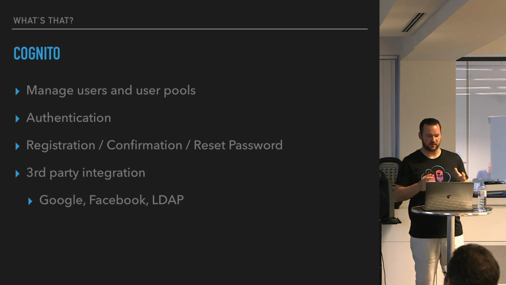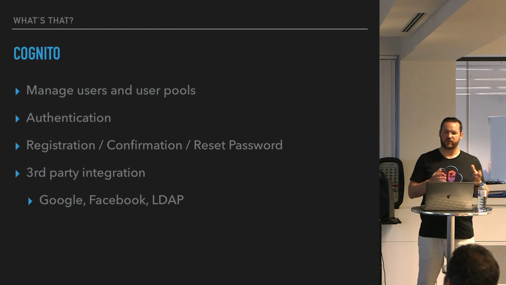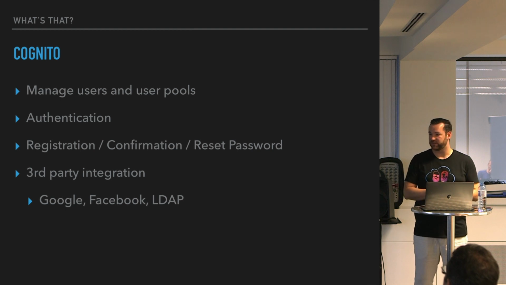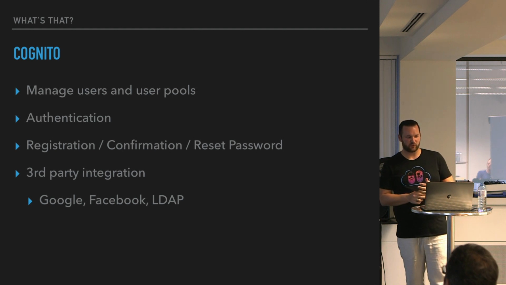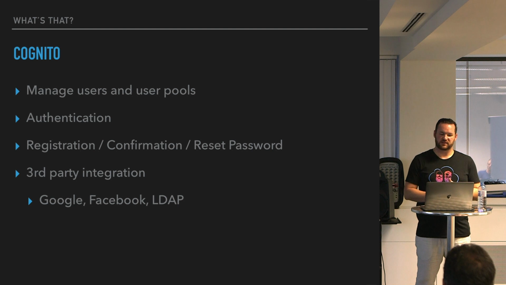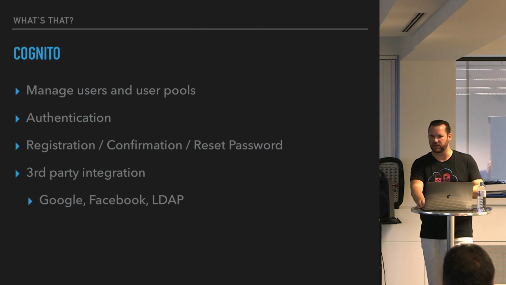I use Cognito for managing users and user pools. So the complete authentication process, the registration, confirmation, and stuff like reset password and so on can be done using Cognito. It's a completely serverless and very cheap solution of AWS for managing authentication and users. And it also works great with third-party stuff like Google, Facebook, and LDAP. And I think they also have Twitter. No, they don't have Twitter so far, but there are some plugins to make use of Twitter as well. But have a look at Cognito. It's a great way to work with users and authentication.